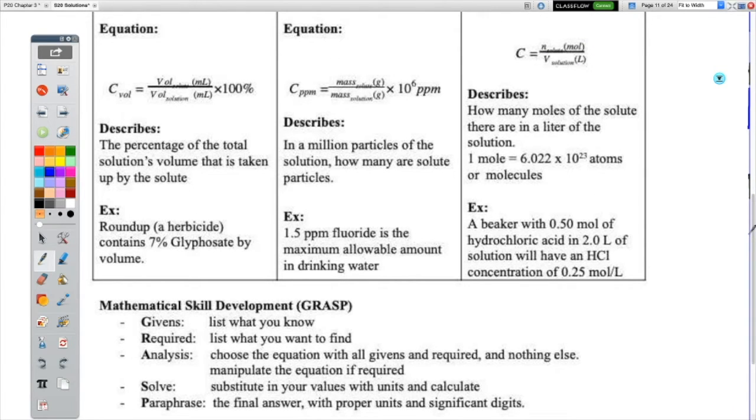So an example, a beaker containing 0.5 moles of hydrochloric acid in 2 liters of solution will have a hydrochloric acid concentration of 0.25 moles per liter. How'd they get that number? Well, C equals N over V, right? So they took the N, divided it by the V in liters, 0.5 divided by 2 is 0.25.